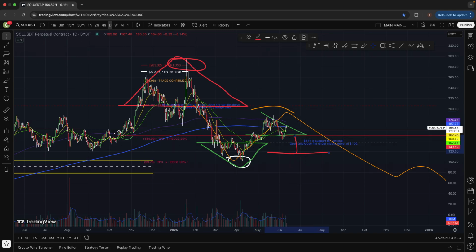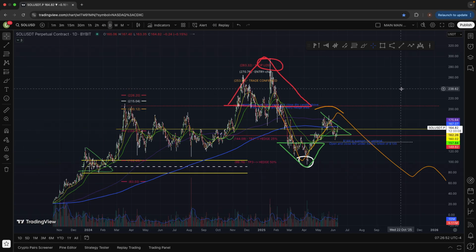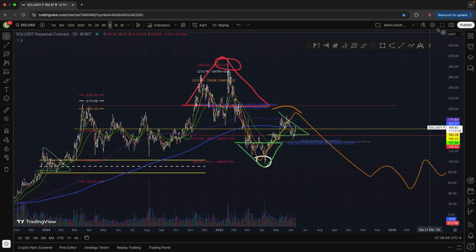I've given you the levels, I've given you the conditions, I did the doodles, I did the drawings. I'm going to take a picture of this and I'm going to share it with the people in the Discord server.